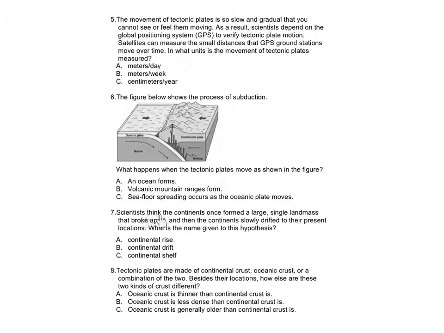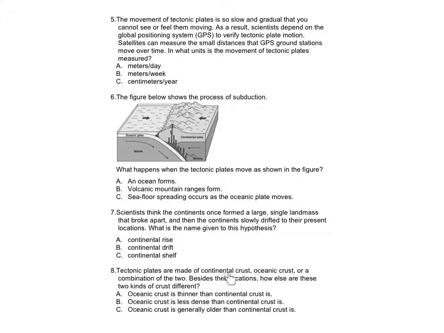Number 7. Scientists think the continents once formed a large single landmass that broke apart, and then the continents slowly drifted to their present locations. What is the name given to this hypothesis? A. Continental rise. B. Continental drift. C. Continental shelf.